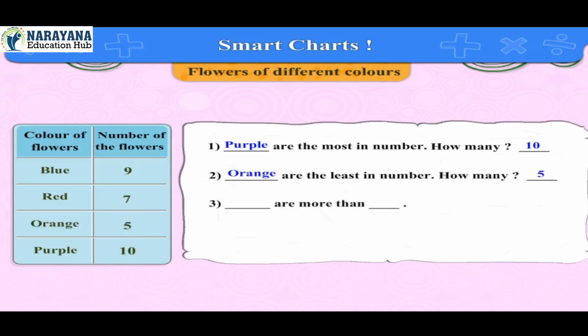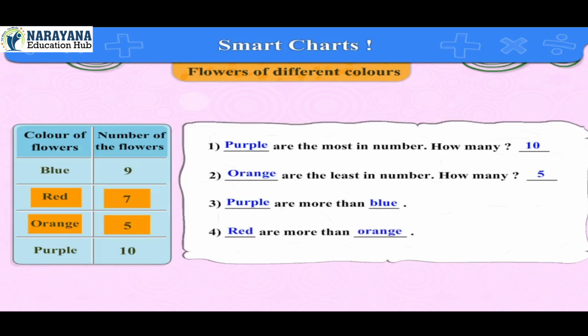Third, dash are more than dash. Purple colored flowers are more than blue colored flowers. Fourth, dash are more than dash. Red colored flowers are more than orange colored flowers.